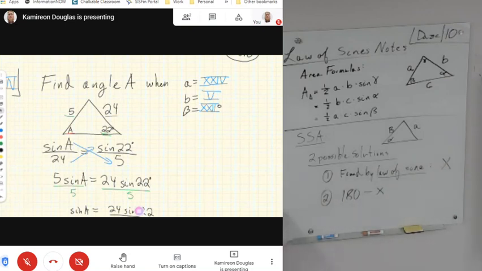Alright? Law of sines. It's possible you have 1 solution. This is common whenever we have the angle side angle, 2 angles given. When you have 2 sides, it is possible you get 1 solution, 2 solutions, no solutions. That is why you check. Questions?